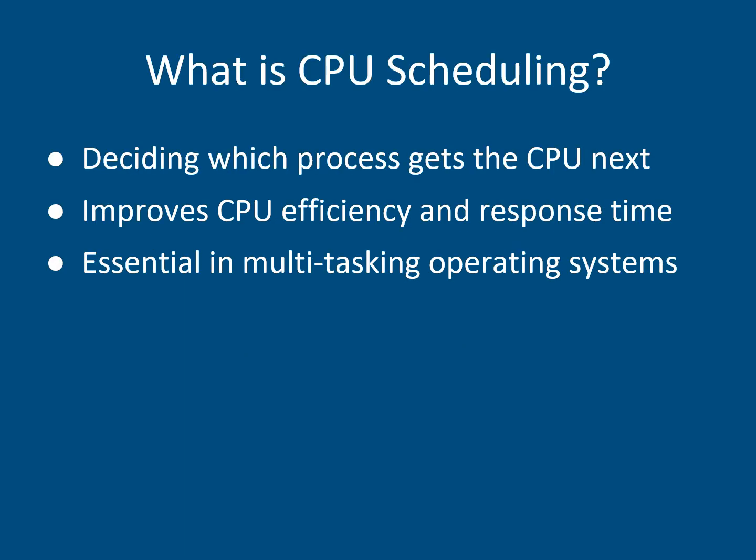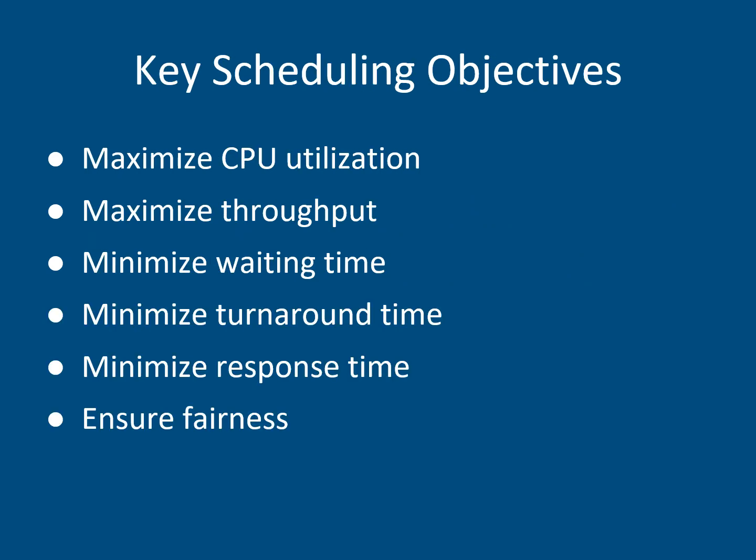What is CPU scheduling? CPU scheduling decides which process should execute next. The main goal is to improve CPU utilization, reduce waiting time, and ensure the system performs smoothly. Maximum CPU usage, maximum throughput, minimizing waiting, turnaround, and response time, and maintaining fairness are the objectives of scheduling.